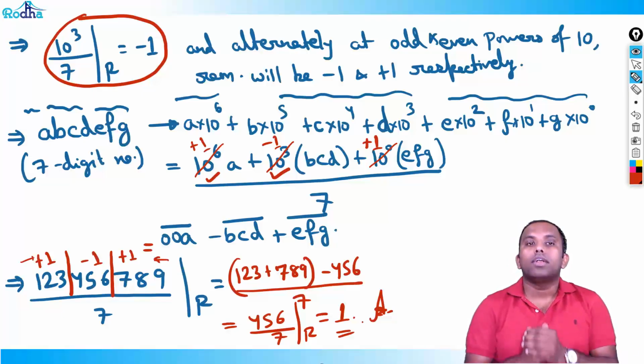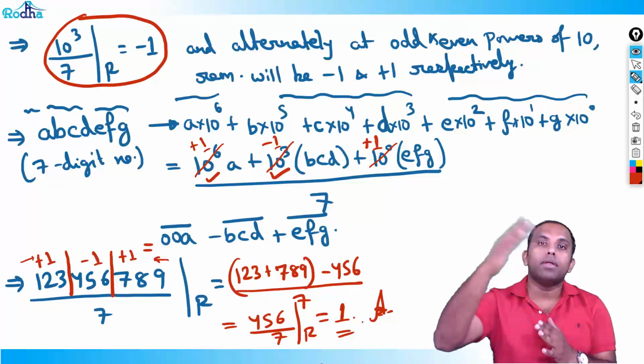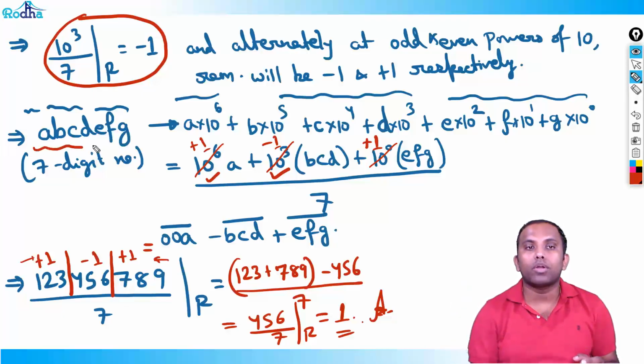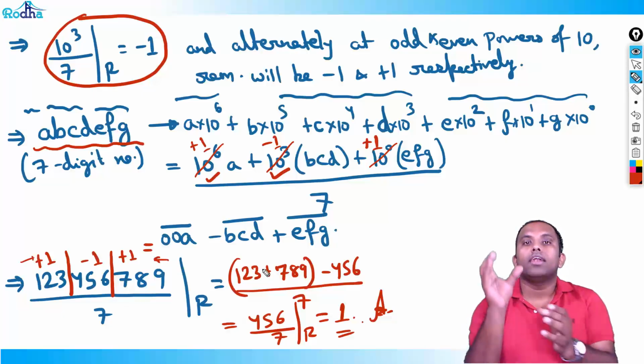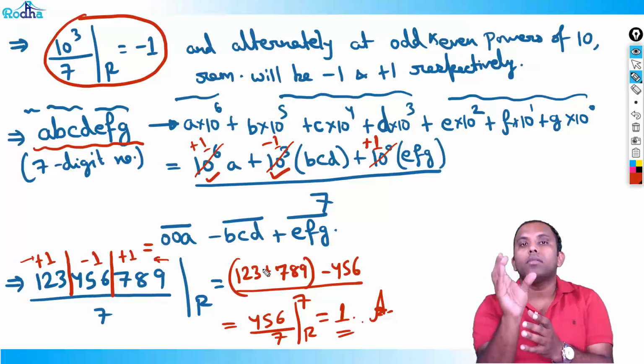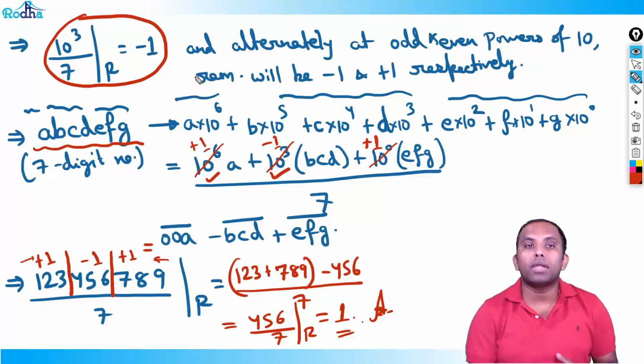Because 7 on dividing 10 cube gives me a remainder of minus 1. So if the number is like this, I want to arrange it such that whatever comes in common is a multiple of 10 cube. I want to arrange like that, so I'm arranging like that only. So how to get multiples of 10 cube as common? In groups of 3, 3.